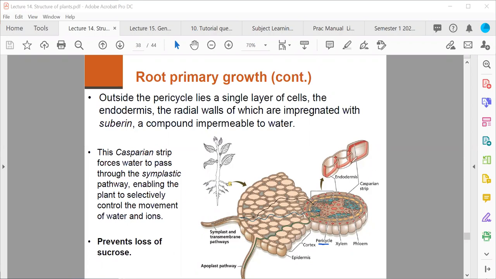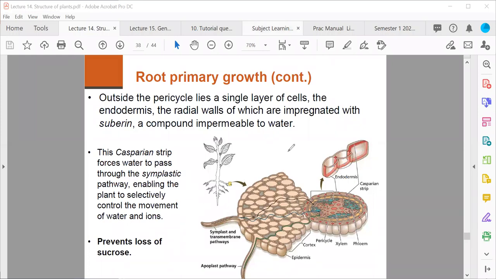In other words, you can imagine anything trying to pass in between those cells would not be able to get through. Instead, it would have to travel somehow through the cells, through the cytosol of the cells rather than in between the cells. All right, let's look at that in a little bit more detail.